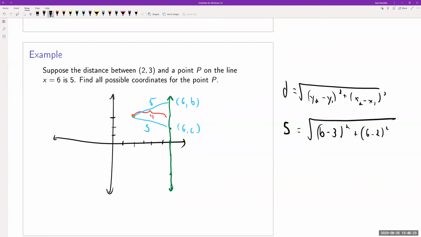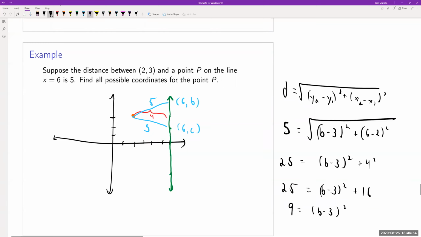I can solve for a lot of this. So let's first square both sides and get 25 is equal to b minus 3 squared. And similarly, 6 minus 2 is 4 squared. So that means I can have 25 is equal to b minus 3 squared plus 16, excuse me. Subtracting 16 from both sides, 9 is equal to b minus 3 squared.